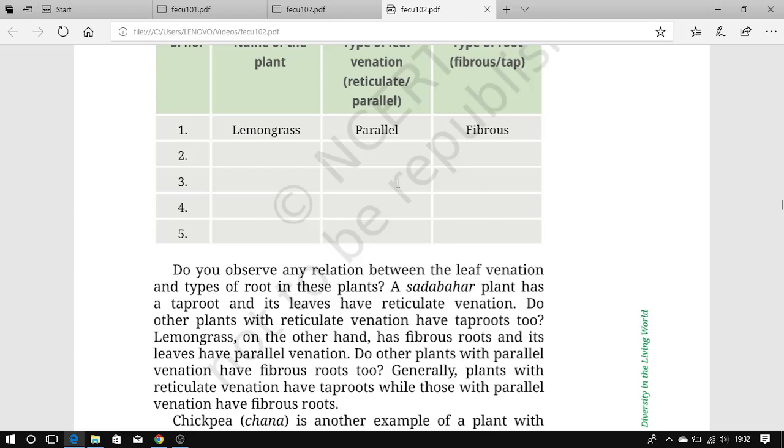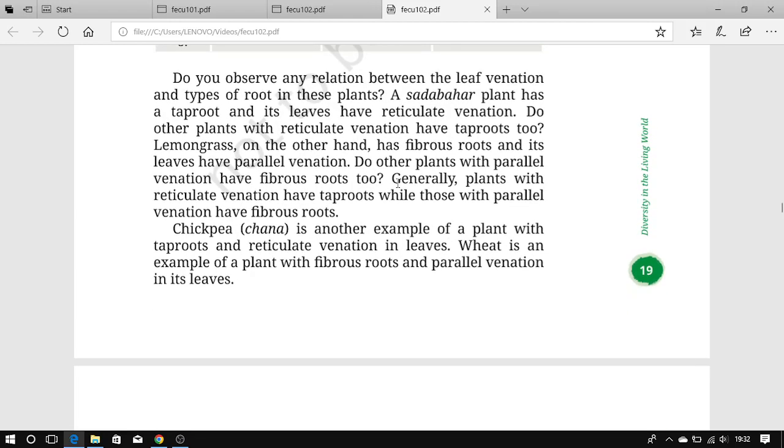Generally, plants with reticulate venation have taproots, while those with parallel venation have fibrous roots. It means different plants have different roots. It means parallel and fibrous depend on the different plants' nature and surrounding areas. Chickpea, that means chana, is another example of a plant with a taproot and reticulate venation in the leaf. Wheat is an example of a plant with fibrous roots and parallel venation in the leaves.